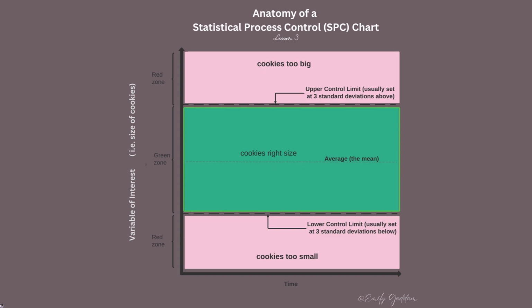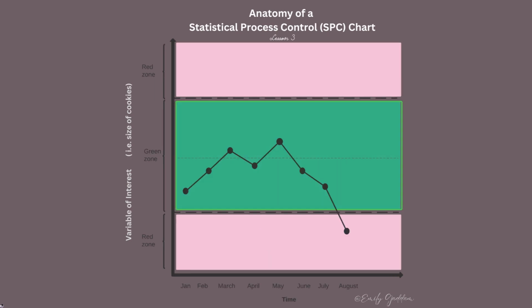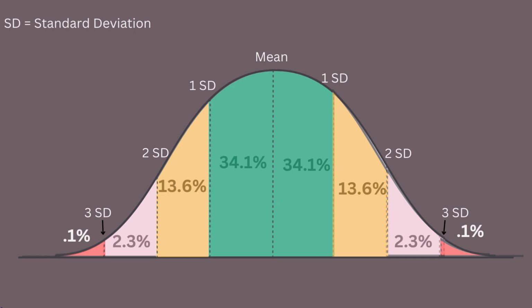Now, let's talk about the red and green zones on an SPC chart. The green zone represents the area between the upper control limit, UCL, and the lower control limit, LCL, where the process is considered in control. The red zone, beyond the control limits, indicates that a process is out of control and requires further investigation into potential special causes.